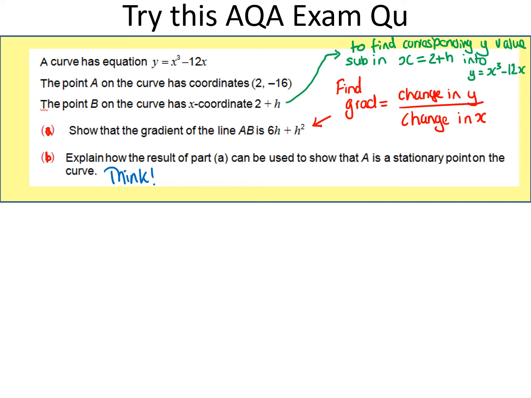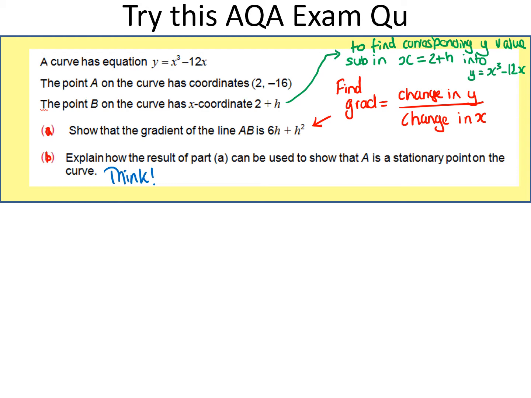Hello people, right, here's a starter question for you. A curve has that equation. At point A, the coordinates are 2, minus 16. At point B, the x coordinate is 2 plus h. You need to find the y coordinate. You do that by subbing it into the equation, x cubed take 12.